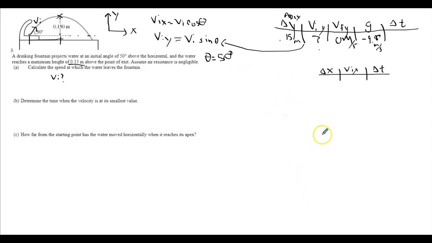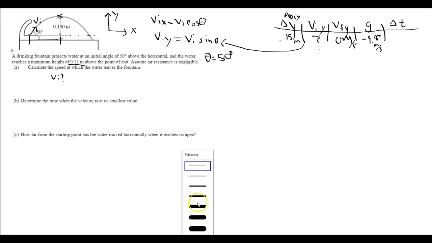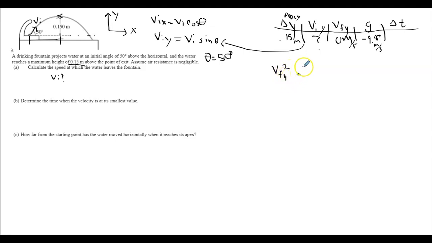I'm going to work down here so there's a little bit more room, so I'm going to erase this delta x chart because we don't really need it until part C. So coming back to our equations and trying to figure out the right one, we want the equation without t, so that's the squared equation when you're looking at your formula sheet. So VFY squared equals VIY squared plus 2g delta y. So those are the ideas.